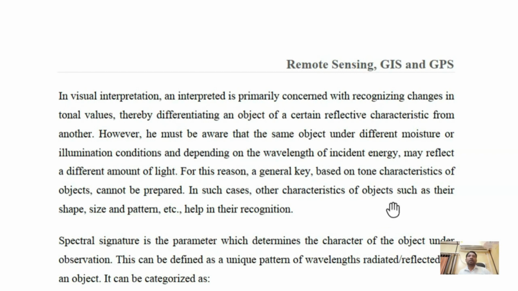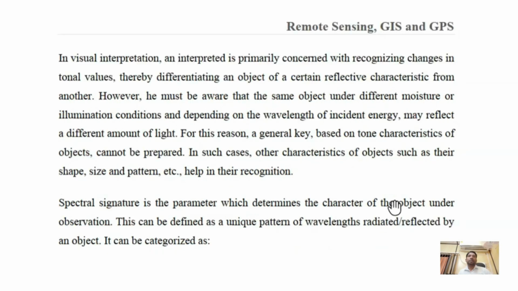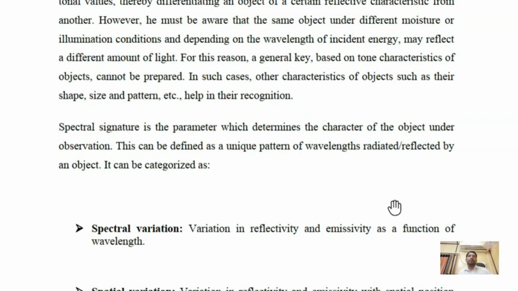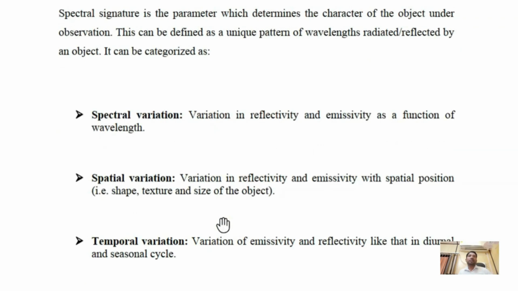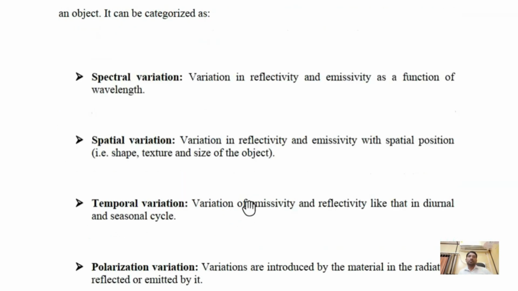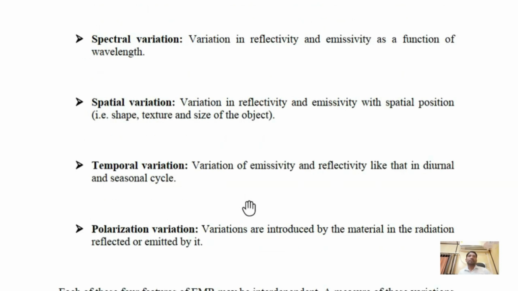help in the recognition. Spectral signature is the parameter which determines the character of the object under observation. This can be defined as a unique pattern of wavelength radiated or reflected by an object. It can be categorized as spectral variation, variation in reflectivity and emissivity as a function of wavelength. Spatial variation, variation in reflectivity and emissivity with spatial position.